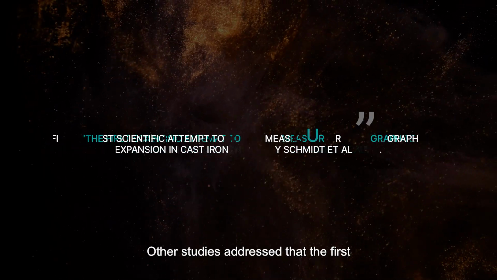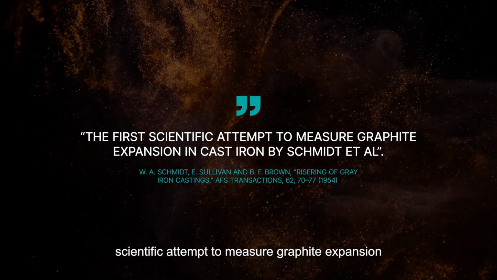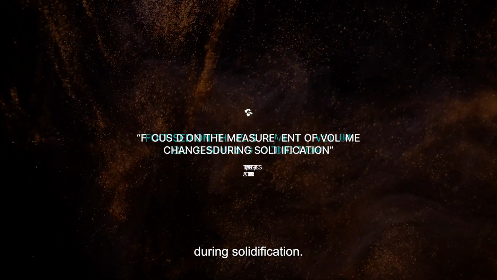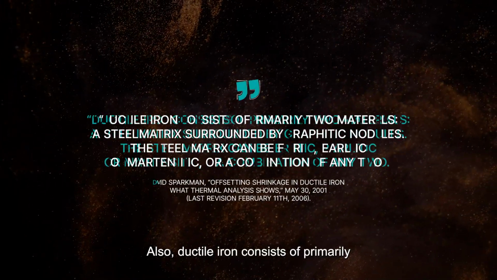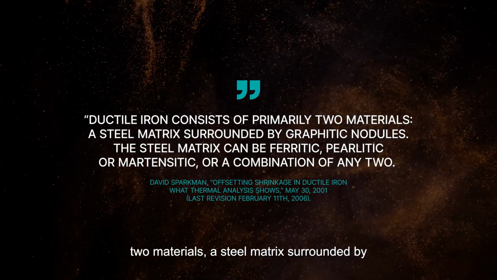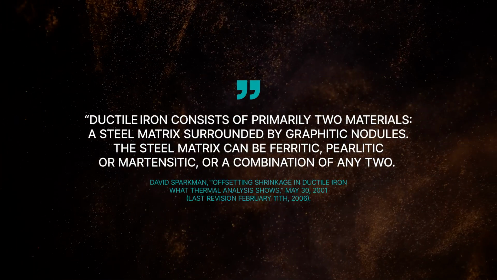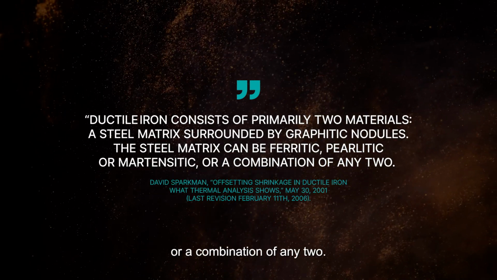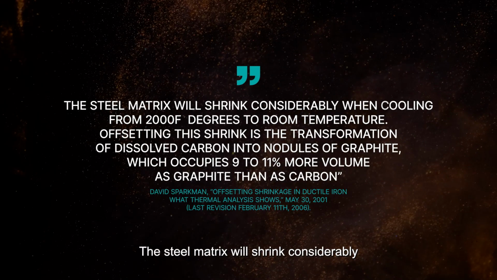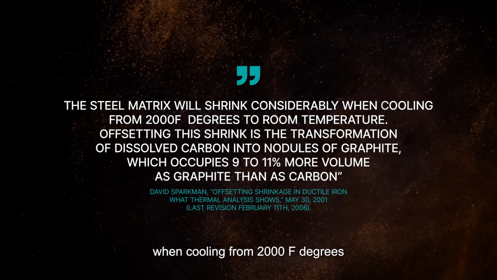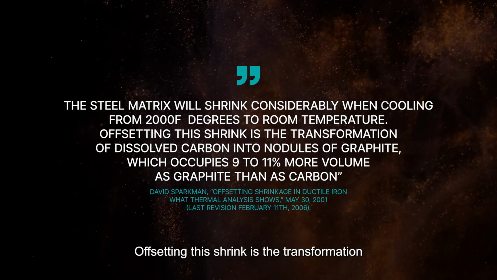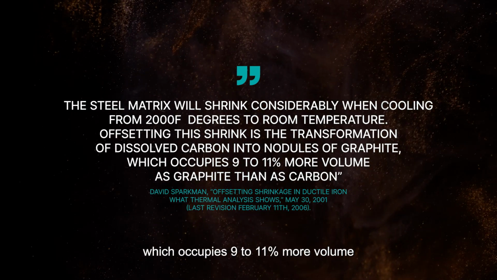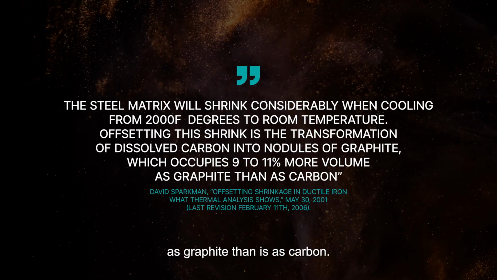Other studies address the first scientific attempt to measure graphite expansion in cast iron by Schmidt et al., and focused on the measurement of volume changes during solidification. Also, ductile iron consists of primarily two materials, a steel matrix surrounded by graphitic nodules. The steel matrix can be ferritic, pearlitic or martensitic, or a combination of any two. The steel matrix will shrink considerably when cooling from 2000 degrees Fahrenheit to room temperature. Offsetting this shrink is the transformation of dissolved carbon into nodules of graphite, which occupies 9 to 11% more volume as graphite than as carbon.